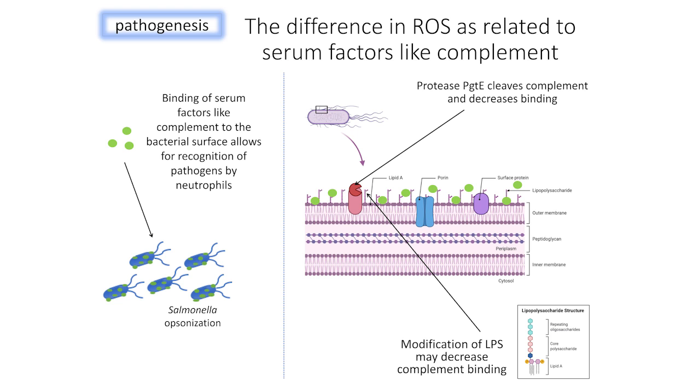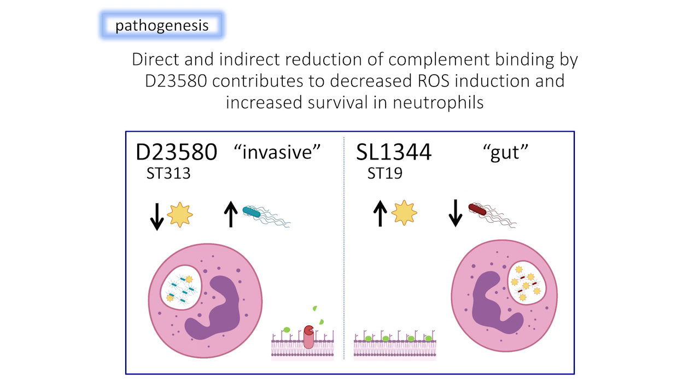What are these components? They relate to complement, which is a serum factor that binds to the outside surface of the bacteria and helps neutrophils recognize it and take it up. So in conclusion, I've found that there's both direct and indirect reduction of complement binding by my invasive strain, and this contributes to decreased ROS induction and increased survival in neutrophils, partially explaining why the invasive strain is more prone to cause severe disease.